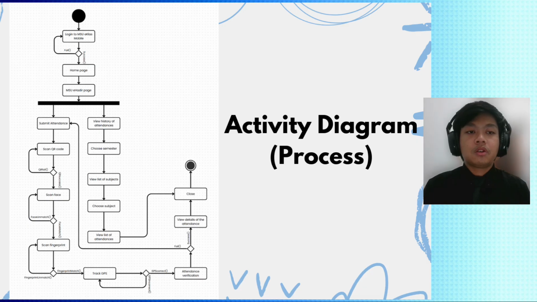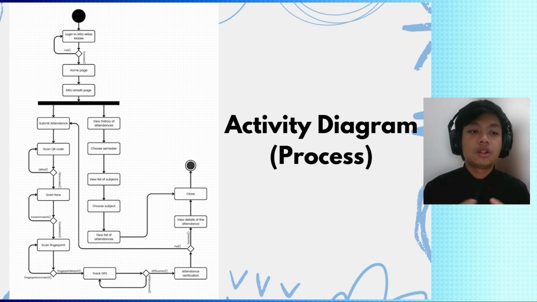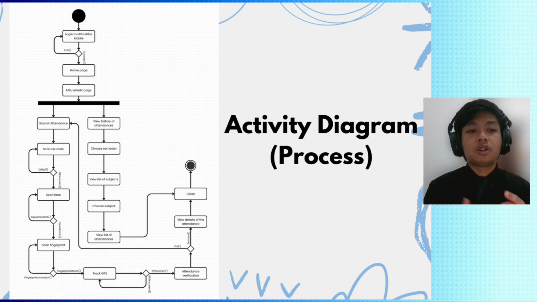They can go to the MSU eHadir page by clicking the navigation button. And then they have two choices, whether to submit attendance or view the history of attendance. If they submit attendance, then they must scan the QR code. If they fail to scan the QR code, then the process will be repeated to scan the QR code again.